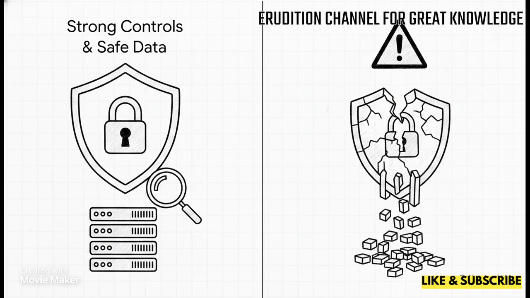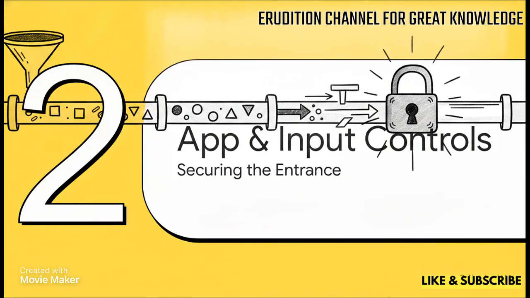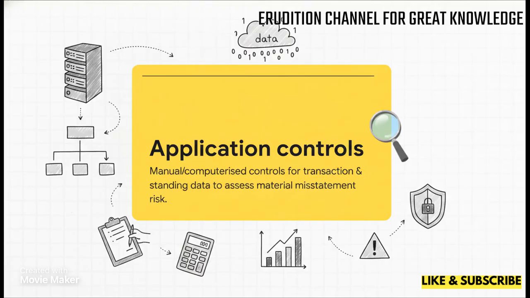Because think about it, if the controls are weak, the data is weak, and your risk of material misstatement just goes through the roof. Moving right along to Section 2, Application and Input Controls. So now that we know why controls matter so much, let's actually begin our journey through what I like to call the data pipeline. We're going to start with the very first line of defense, application controls.